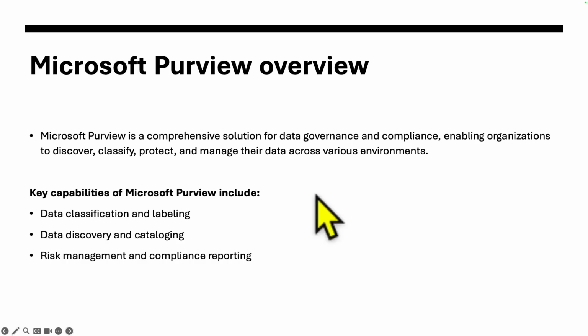So, in relation to that, what is Microsoft Purview? You can think of Microsoft Purview as providing a comprehensive set of solutions for any sort of data governance and compliance. And when you enable these, you can use that to discover, classify, protect or manage this sort of data. Some of the key capabilities of Purview include what we are talking about, like data classification and labeling, data discovery and cataloging, and risk management and compliance reporting. So these are the high-level core features and capabilities of Purview.